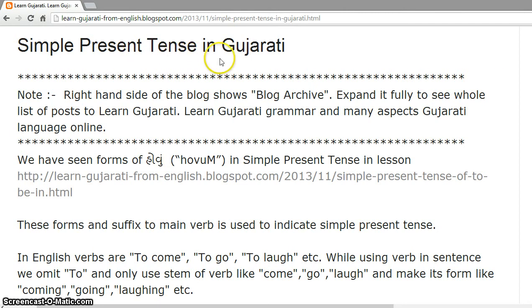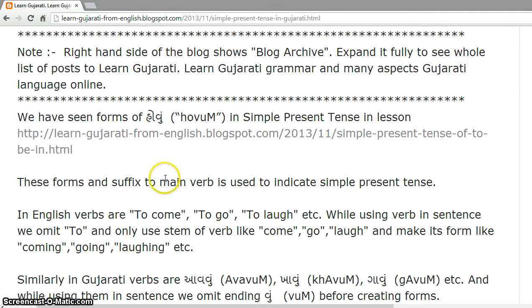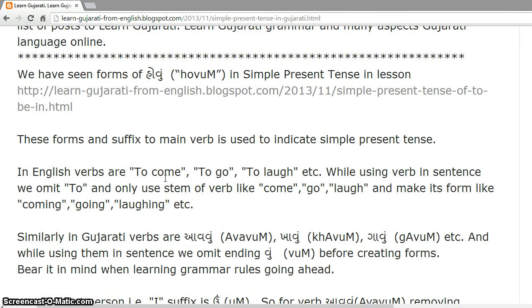Simple present tense in Gujarati. In the previous lesson, we have seen forms of the verb hovu in simple present tense. Let's see how simple present tense is created for main verbs.